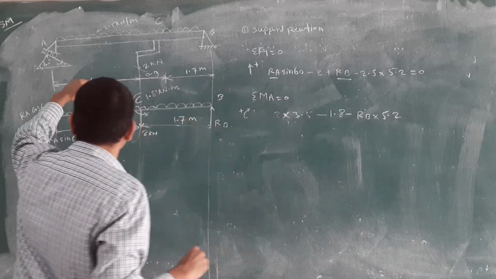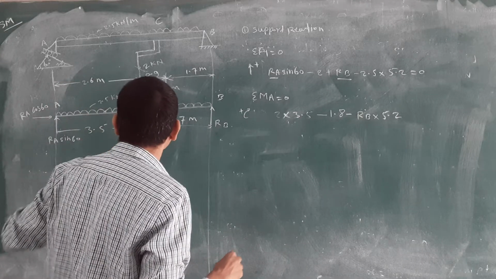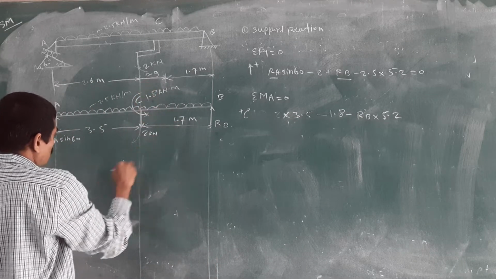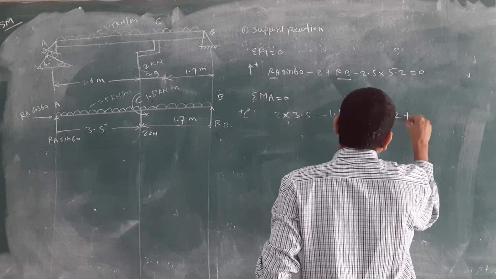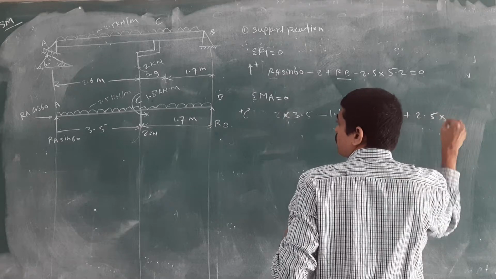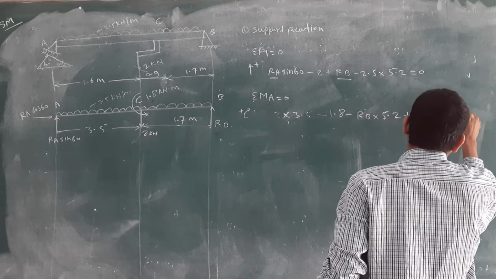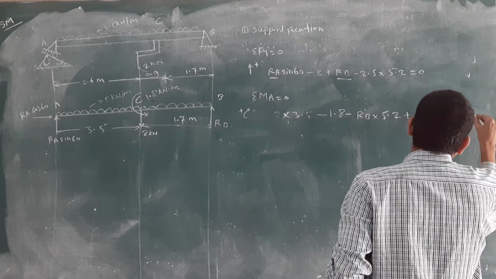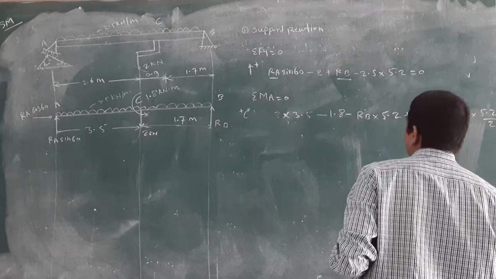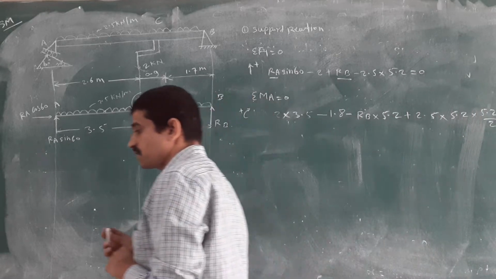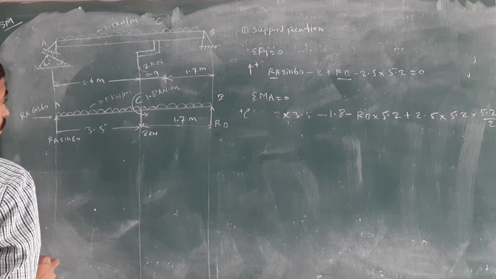And again there is one more force, the UDL. In which direction is this force going? It is going clockwise, that's why positive. Plus 2.5, where is that? This total distance is 5.2, right? 5.2 into where is the CG? 5.2 divided by 2, is equal to 0. We will check that, 3.5 into 2.